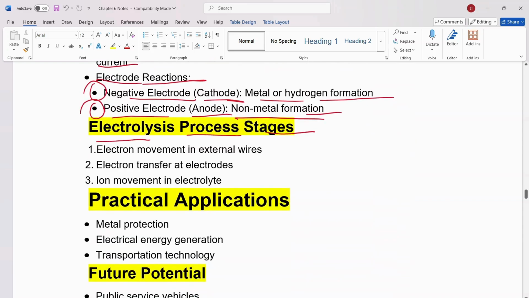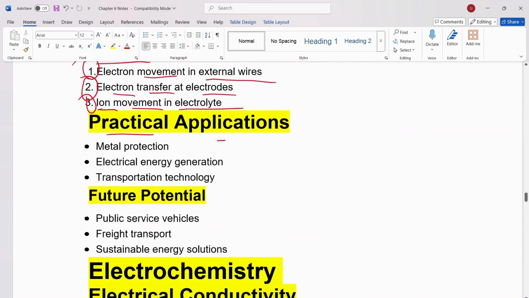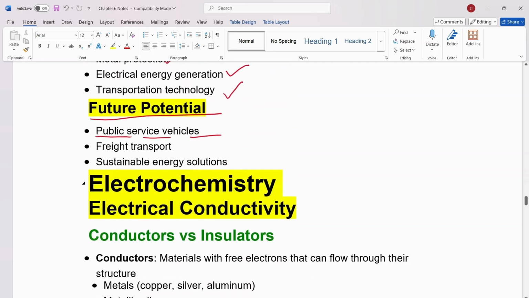Electrolysis process stages: number 1, electron movement in external wires; number 2, electron transfer at electrodes; number 3, ion movement in electrolyte. Some practical applications: metal protection, electric energy generation, and transportation technology. Future potential is public service vehicles, freight transport, and sustainable energy solutions.